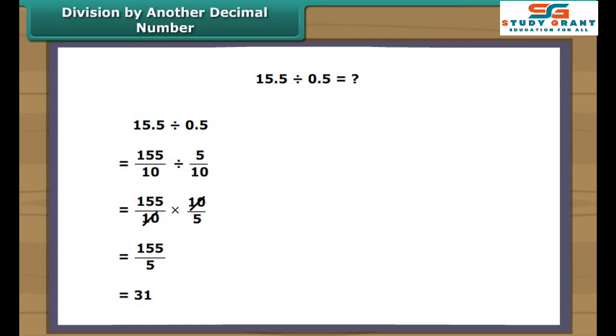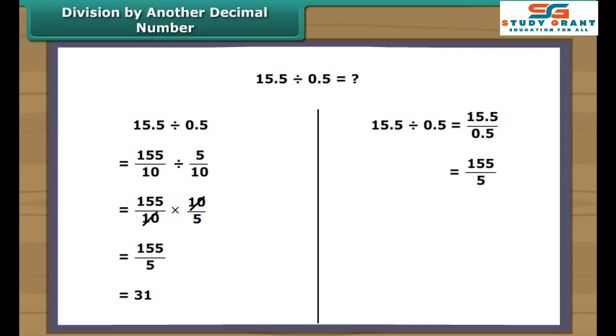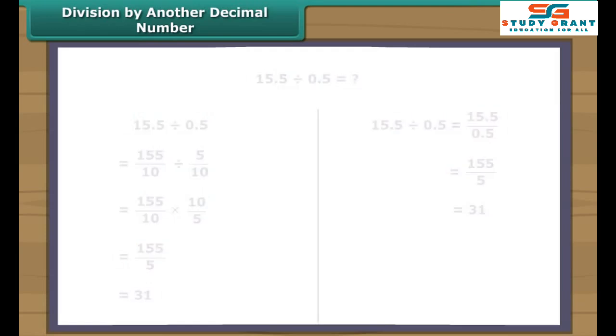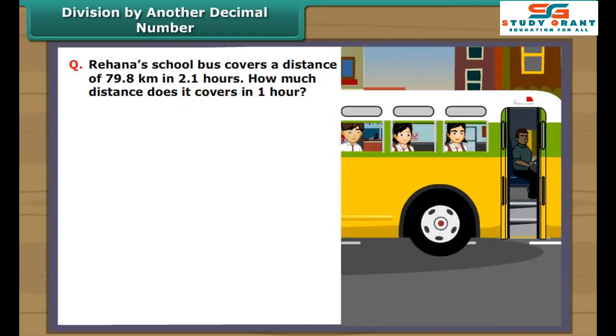Let us learn the division of one decimal number by another decimal number. 15.5 can be written as 155 upon 10. Similarly, 0.5 can be written as 5 upon 10. We get 155 upon 10 multiplied by 10 upon 5. On simplifying this, we get 155 upon 5, which is equal to 31.